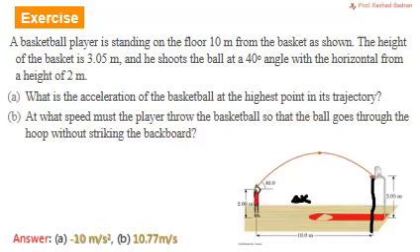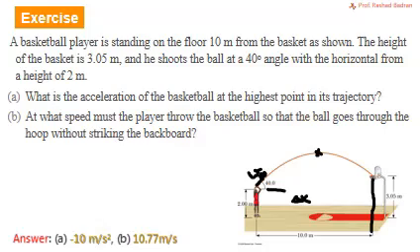What is needed here from this information? What is the acceleration of the basketball at the top of the trajectory, the highest point of the trajectory? And what is the initial speed he's supposed to throw the ball with, by the given angle, such that it goes into the hoop without hitting the backboard? Well, in order to solve the problem, we have the following information.